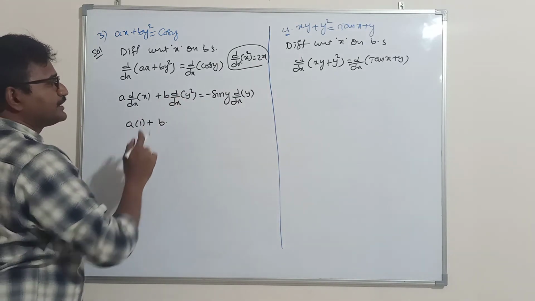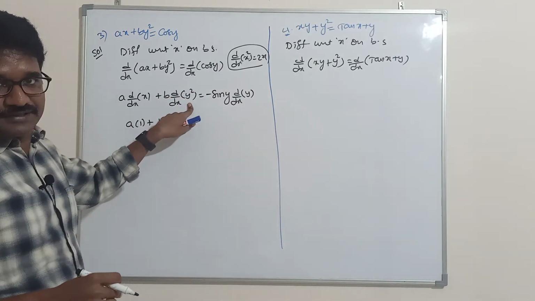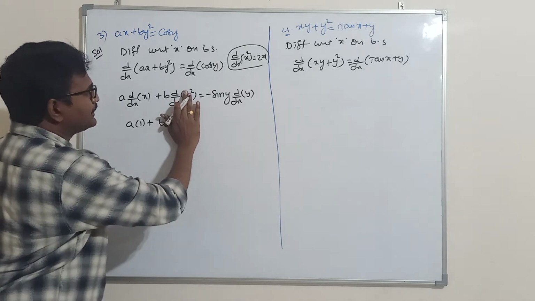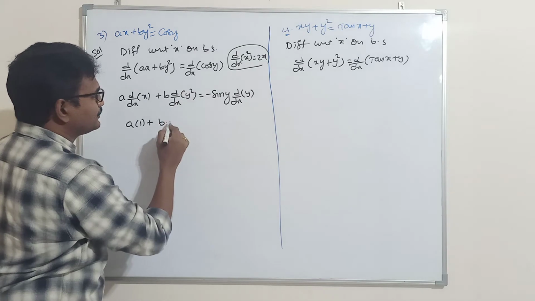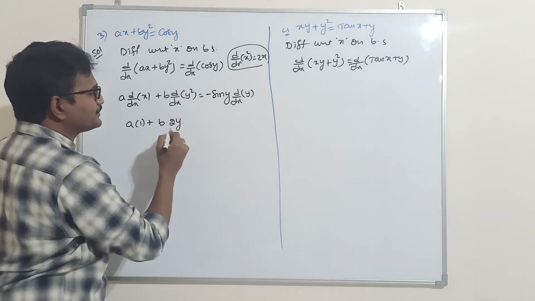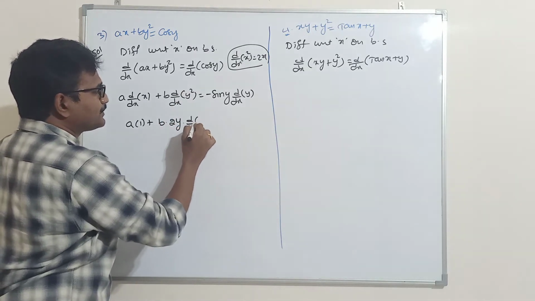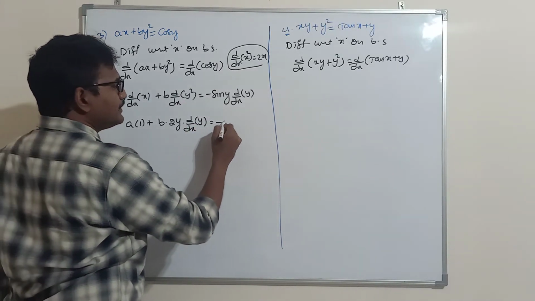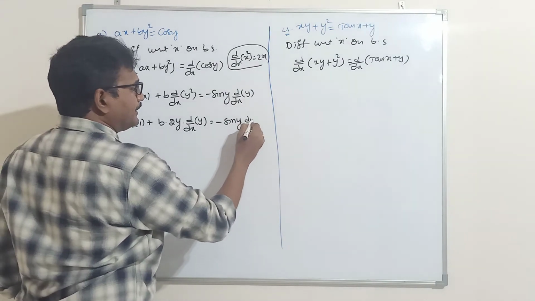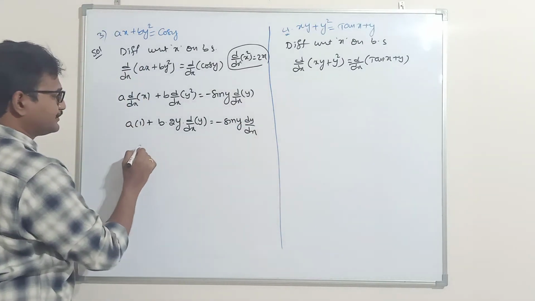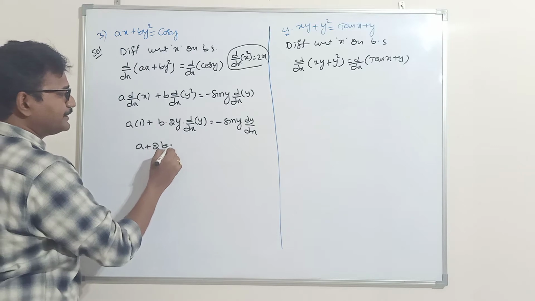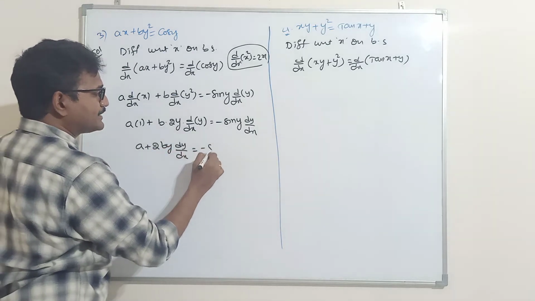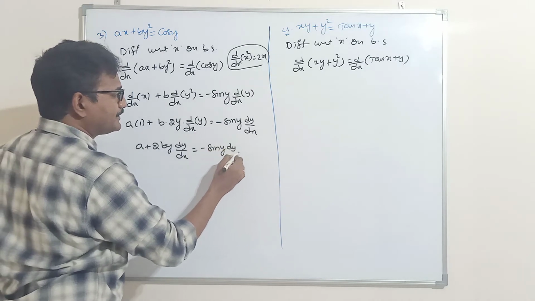Similarly, this is not the derivative of x², this is the derivative of y². So cover y and assume it as x. Derivative of x² is how much? 2x. So 2 into x means here y, into d by dx of the part you assumed as x. Find the derivative of that part, is equal to minus sin y into dy by dx. So a plus 2by into dy by dx is equal to minus sin y into dy by dx.